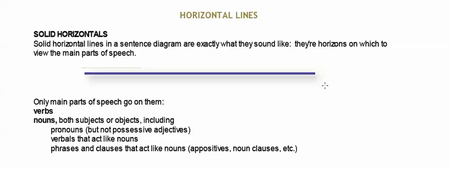The most important of lines is the horizontal line. Solid horizontal lines are used to show the main parts of speech in your sentence. So you will only put the main parts of speech on horizontal lines. They are solid horizontal lines. You will put your verbs and nouns on your horizontal line, and also that would include subjects, objects, pronouns, those that are true pronouns, not possessives, verbals that act like nouns, and then phrases and clauses that act like nouns.